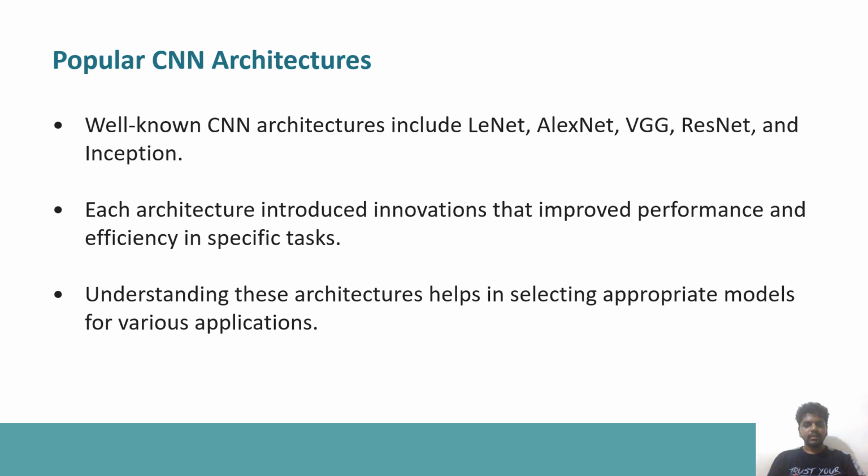Well-known CNN architectures include LeNet, AlexNet, VGG, ResNet, and Inception. Each architecture introduced innovations that improved performance and efficiency in specific tasks. Understanding these architectures helps in selecting appropriate models for various applications.